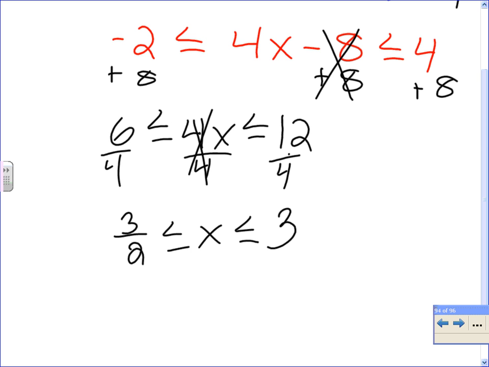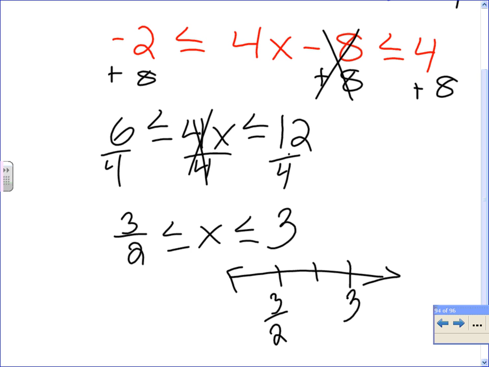Okay, at this point, make sure when you have your and compound inequality, the smaller numbers go to the left, bigger numbers to the right. Let's make our number line. 3 over 2, let's put to the left. Let's put 3 to the right. If you want to put a third number in there, that's fine. If not, you don't have to.